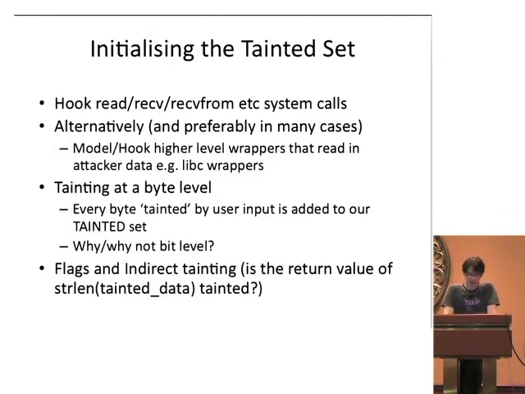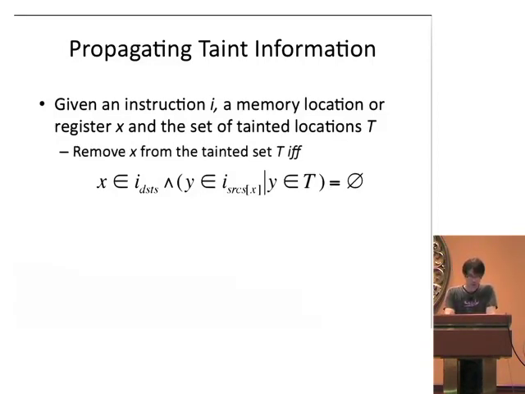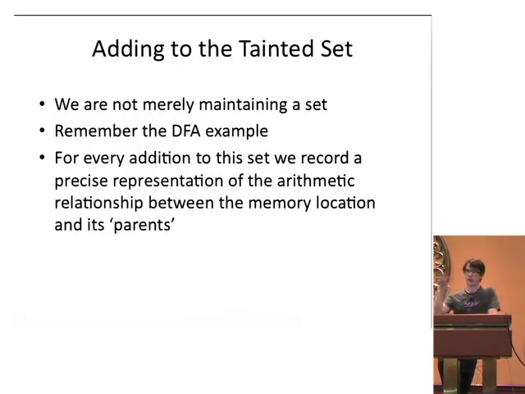So how do we propagate taint information? Basically, all this slide says, this was cut from a far more academic presentation, I apologize, is that an abstract location is tainted if any of the sources are tainted. So if you're considering flags, you would also consider the flags in this. Typically, if you have an add AX, BX, if either AX or BX are tainted, then you consider the resulting value stored in AX to be tainted. If neither are, which is the alternative, then you untaint that value. It's pretty simple. So we're not simply maintaining a set here, we're also maintaining this precise arithmetic relationship between nodes and previous nodes.